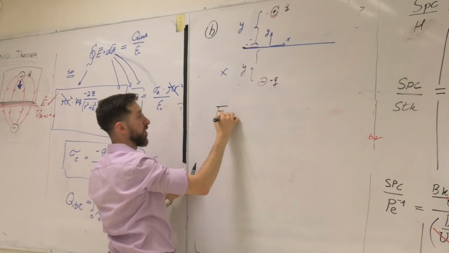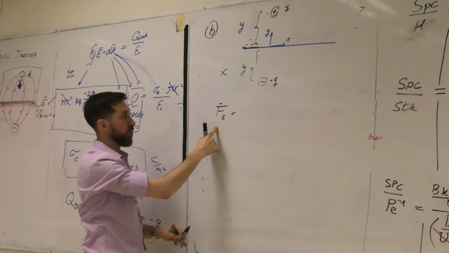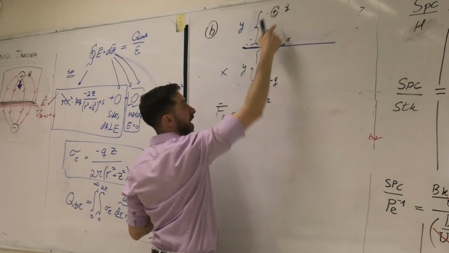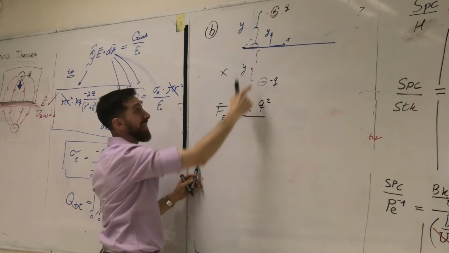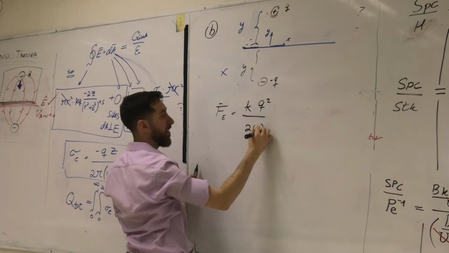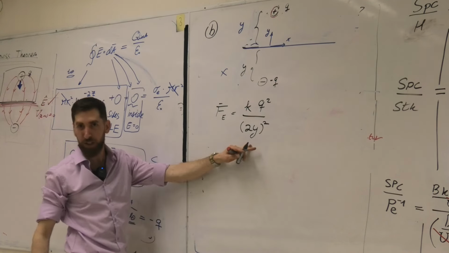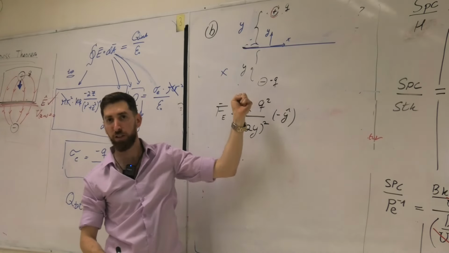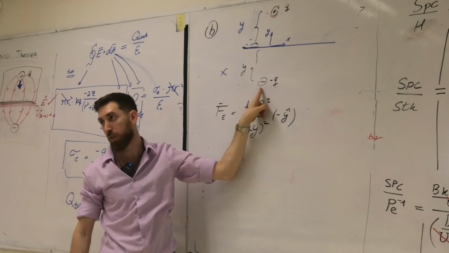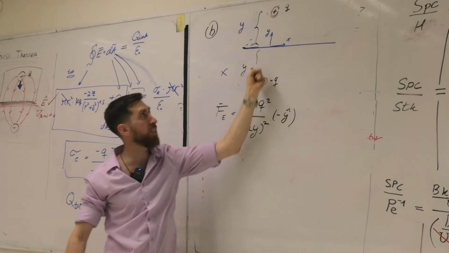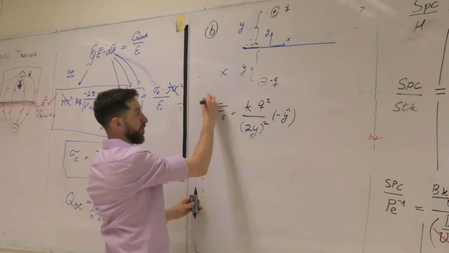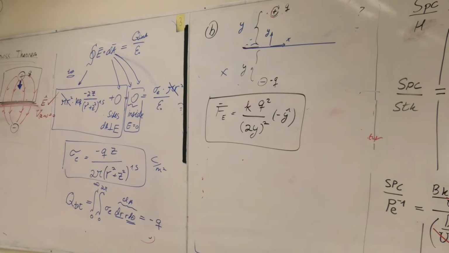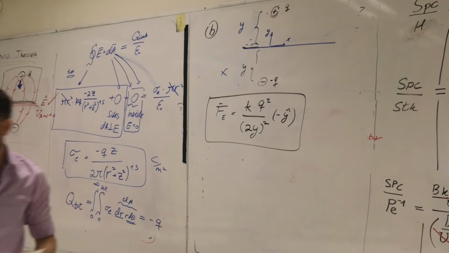So the force of the particle-tissue interaction is k q squared, over the distance between them, 2y, squared. And the direction is minus y. It's always an attraction. If this was negative, here I should put positive. So it's always an attractive force. So this is the particle-tissue force.